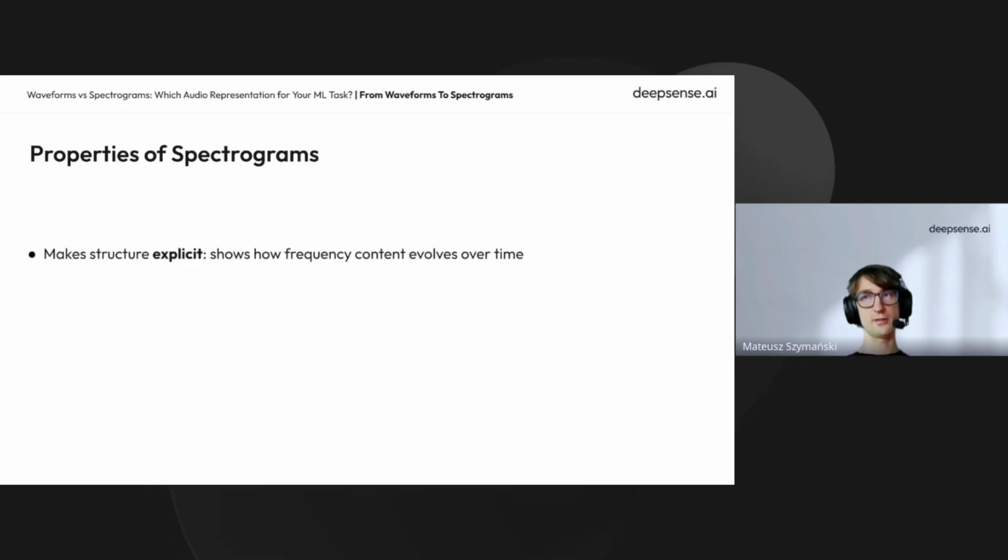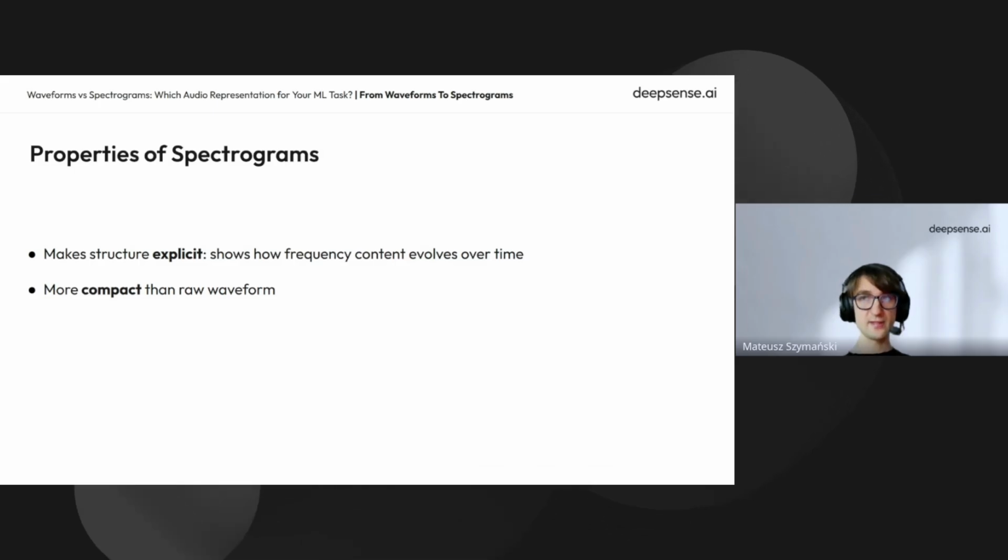So what are the properties of spectrograms? Spectrograms are widely used because they have two very nice properties from the perspective of machine learning models. They expose the explicit structure, so we can clearly see frequencies over time. The representation is quite compact. We have a complexity of dealing with, maybe wide, but images.